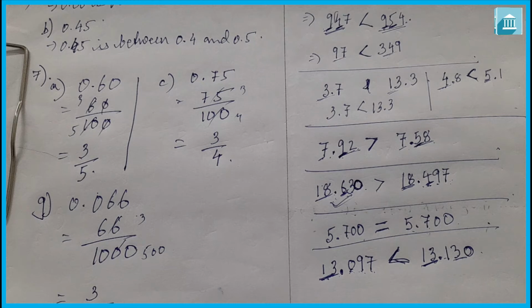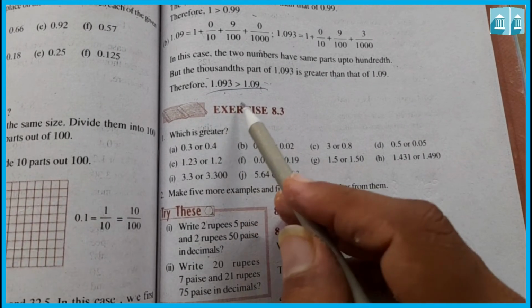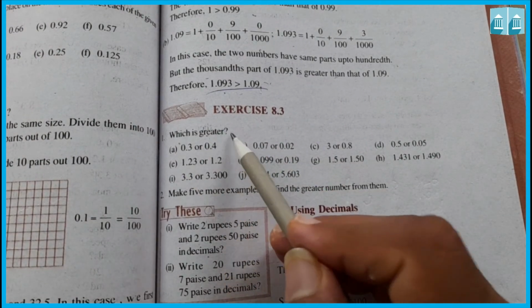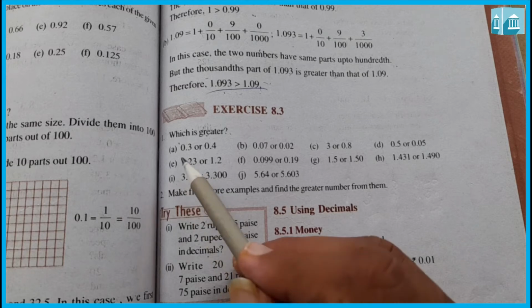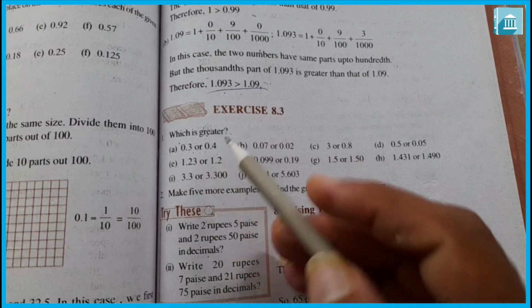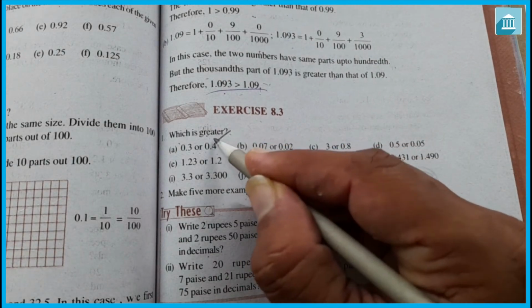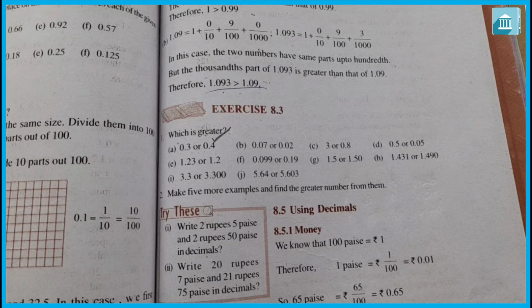Now let us see exercise 8.3. We need to do it in the textbook, and you have to do it in the notebook also. Exercise 8.3 is: which is greater. Here two numbers are given. We have to find out which is greater. Here it is 0.3 or 0.4. Which one is greater? We can say 0.4 is greater. I am just doing a tick. You can write also that 0.4 is greater.